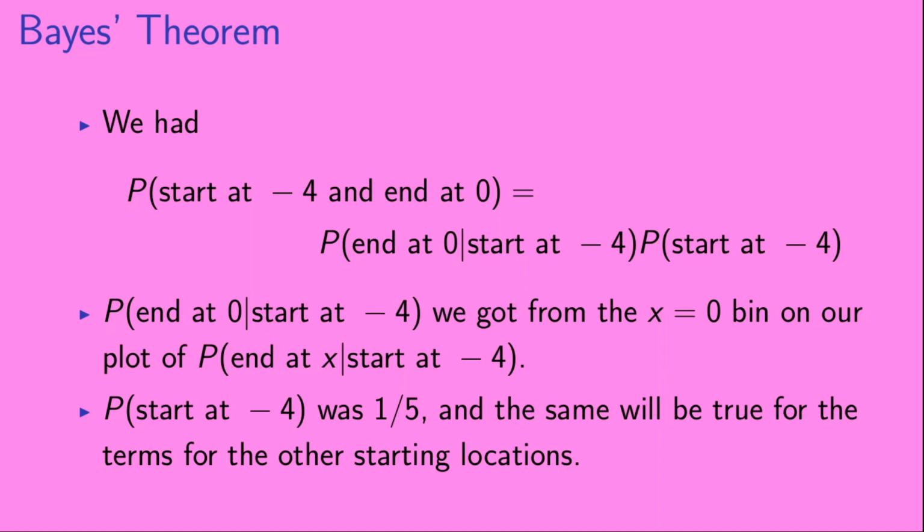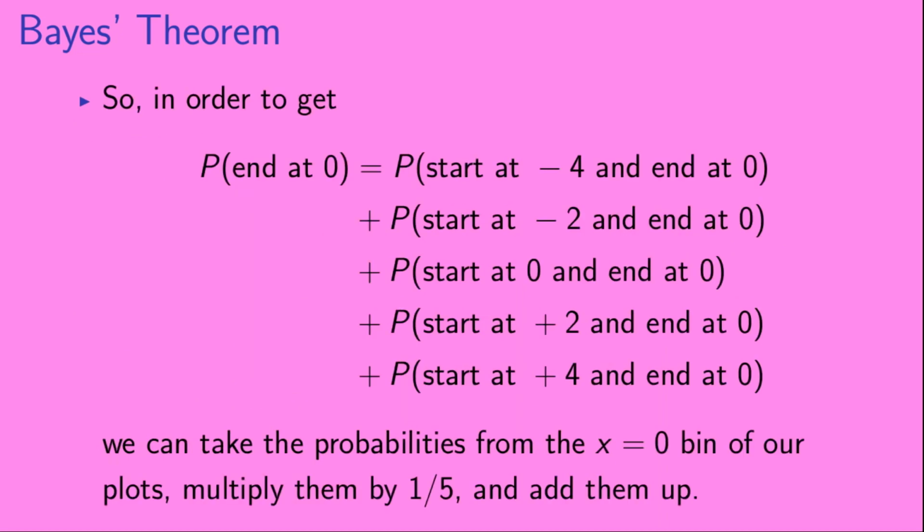The probability to start at -4 was 1/5, and the same will be true for the terms for the other starting locations. So, in order to get the probability that the object ends at 0, which is the sum of these 5 terms, we can take the probabilities from the x = 0 bin of our plots, multiply them by 1/5, and add them up.